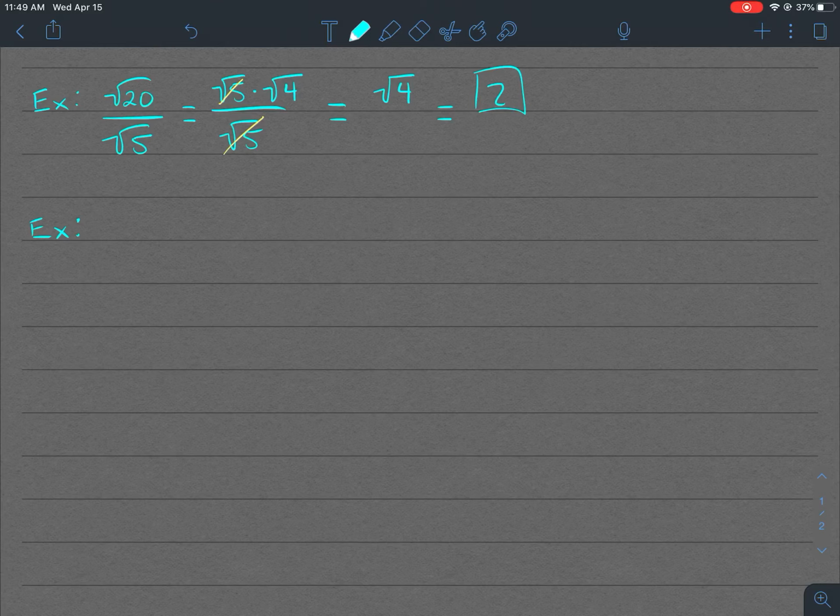Let's bump it up a notch. Let's say we have 2 square root 3 over 4 square root 27. Okay. Well, 2 square root of 3 on top can't reduce any more than just 2 square root of 3. So we have 2 square root of 3 on top. And on the bottom, we can break up the square root of 27 into the square root of 9 times the square root of 3.